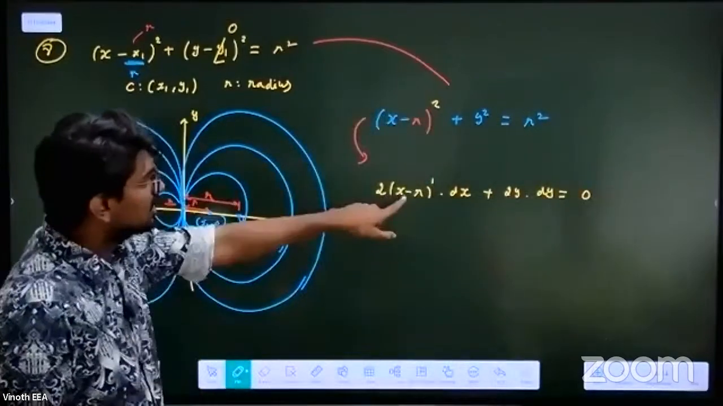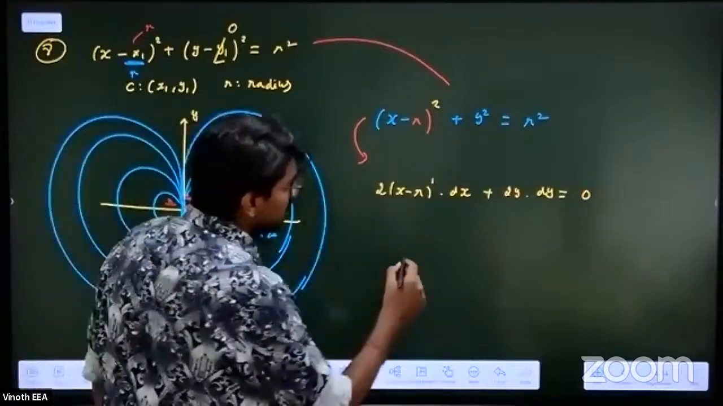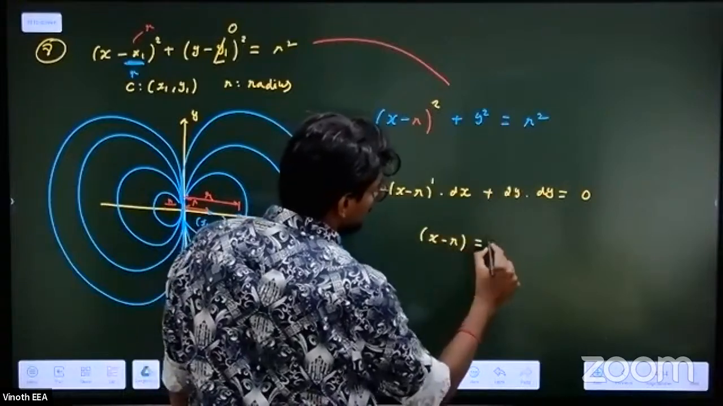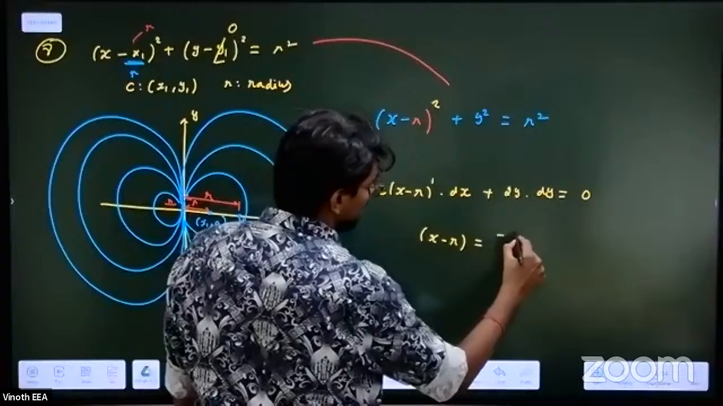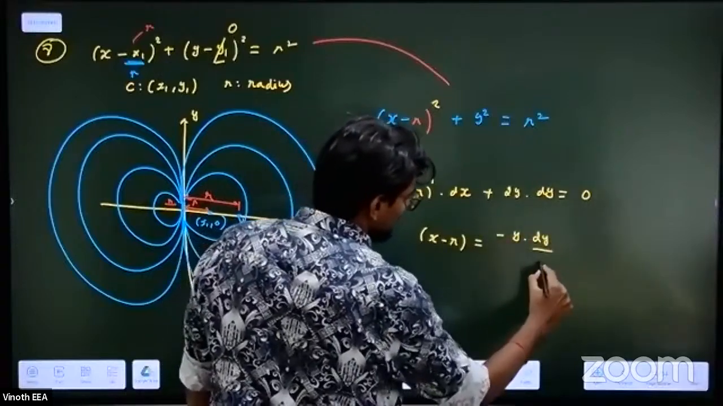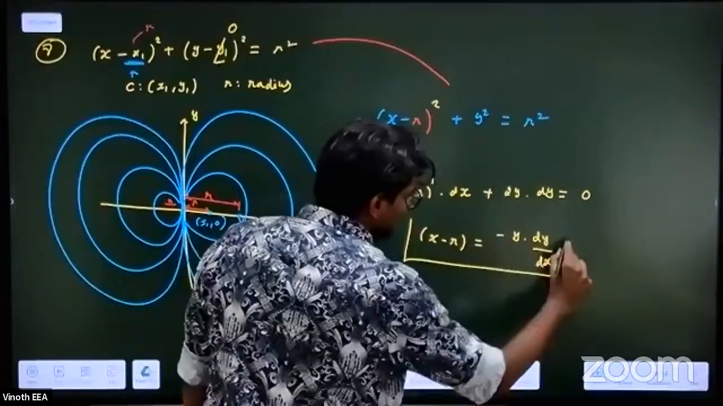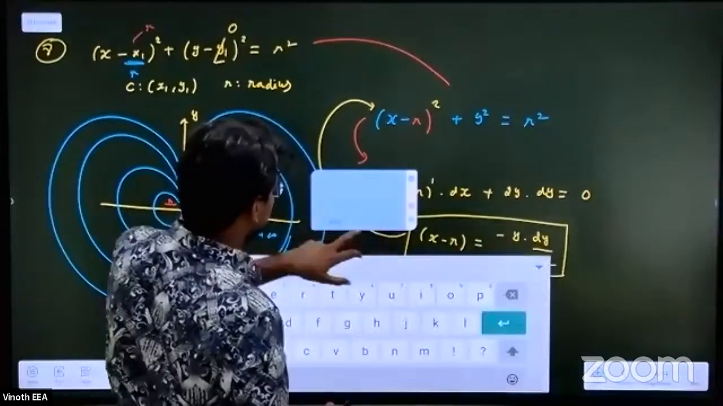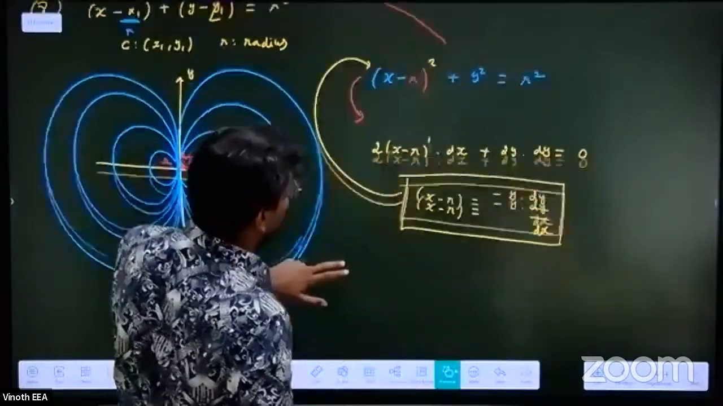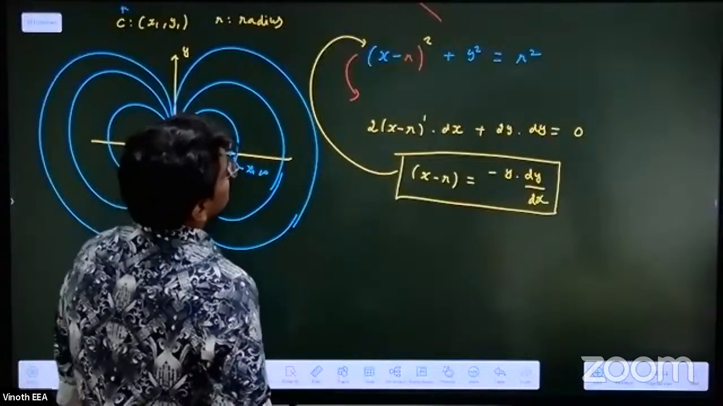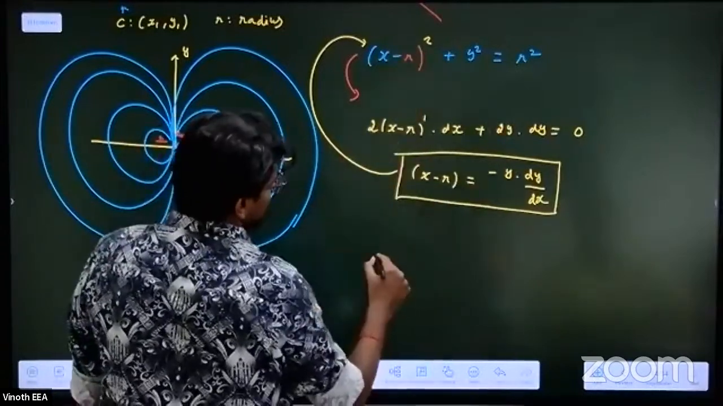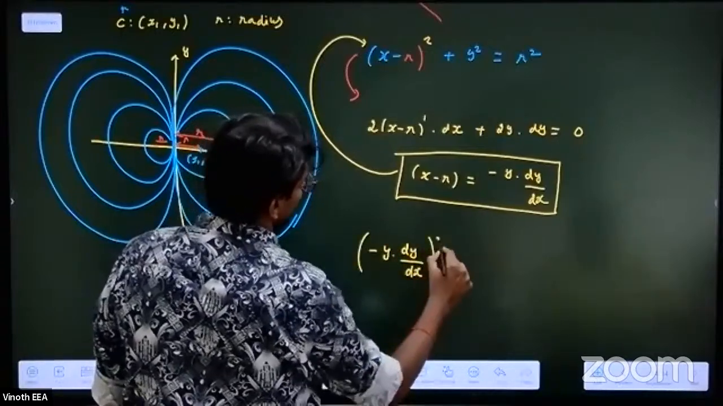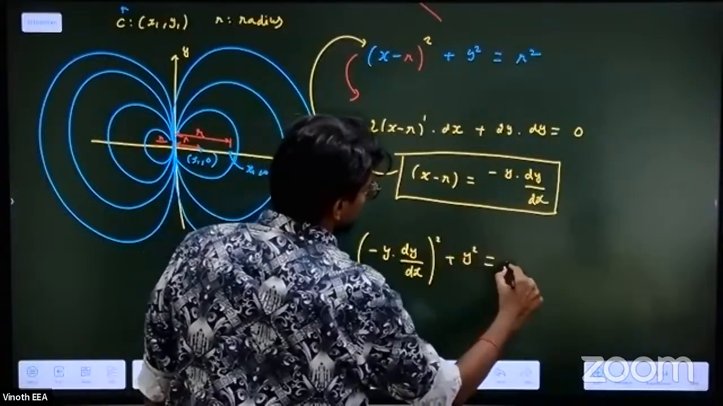So what I should eliminate? I should eliminate r. I need to eliminate r. So let me keep this x minus r one side, which will be equal to, 2 gets cancelled, so minus y into dy by dx. x minus r மட்டும் ஒரு சைடு வச்சிட்டு மத்த எல்லாமே அந்த சைடு எடுத்துட்டு போறேன். So what will happen to this? This one can be substituted there. So minus y into dy by dx whole power 2 plus y square, which is equal to r square.